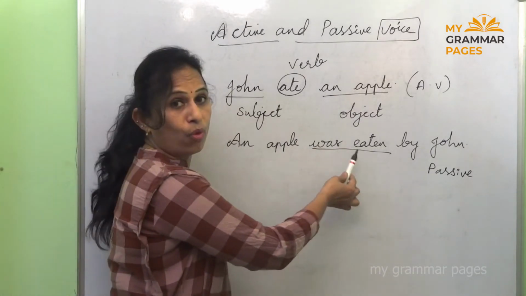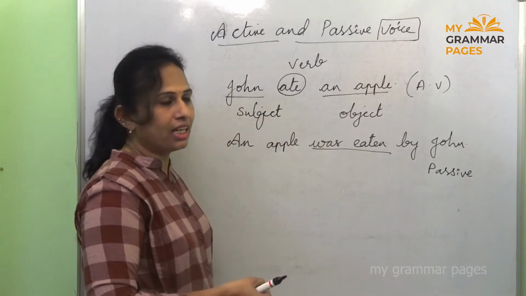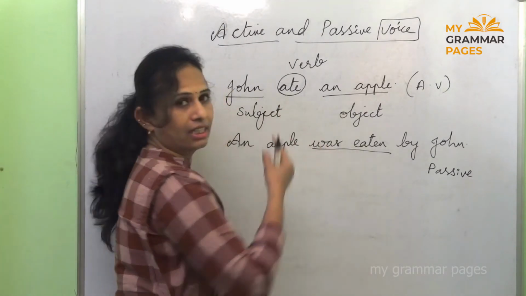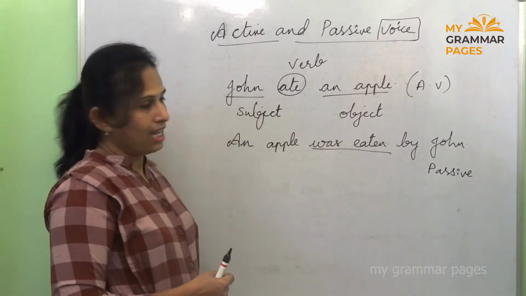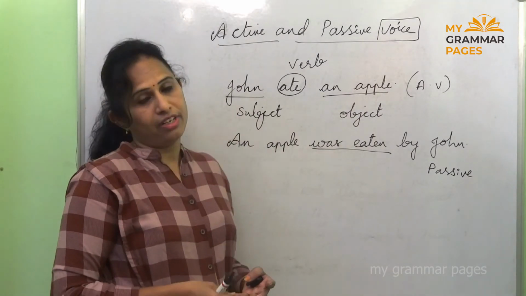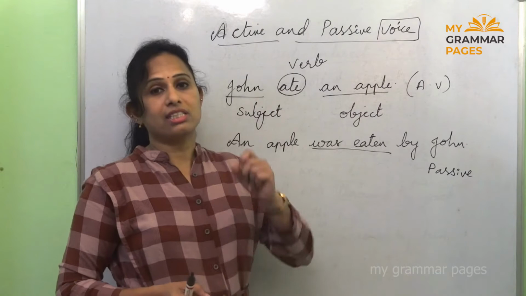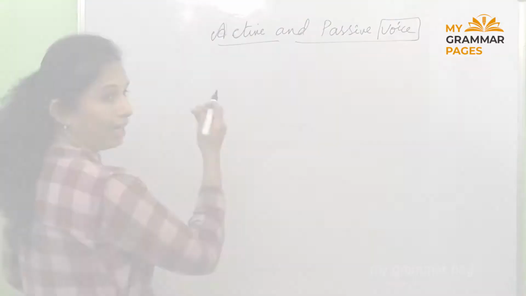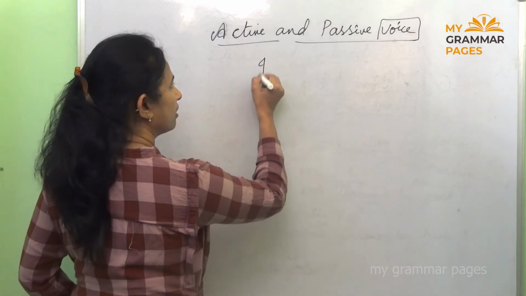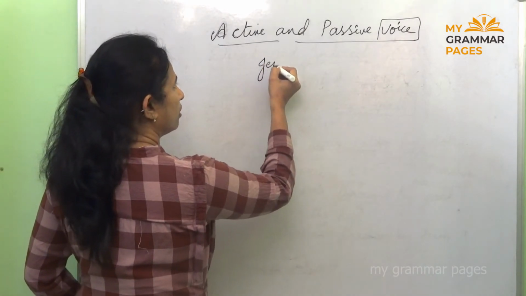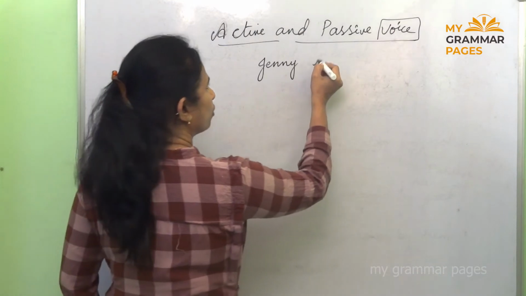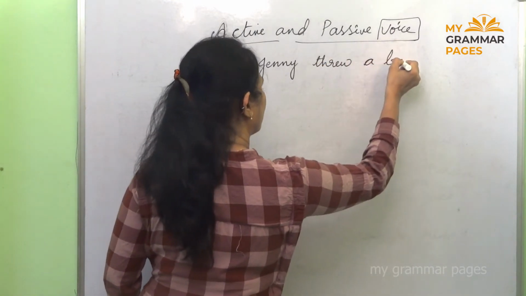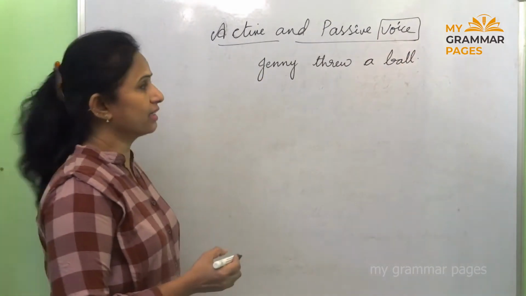Ate has become was eaten. I'll tell you in detail how this verb ate is converted into eaten, that is, was eaten. Now, before going into that, I will explain all the rules of how a sentence from active voice is converted to passive voice. I'll take an example here: Jenny threw a ball. I'm taking very simple examples.